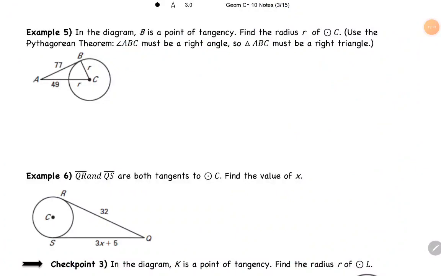Alright. In the diagram, B is a point of tangency. Find the radius r of circle C. Use the Pythagorean theorem. Okay. So they tell you that B is a point of tangency. That means AB is tangent, and that means that is a right angle.